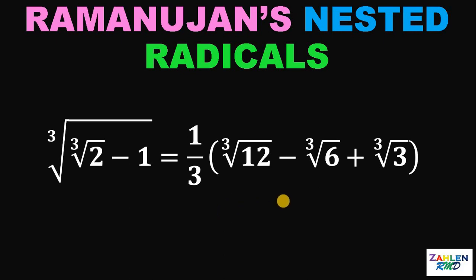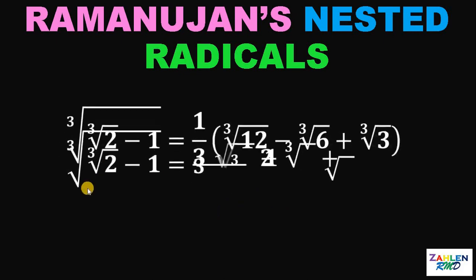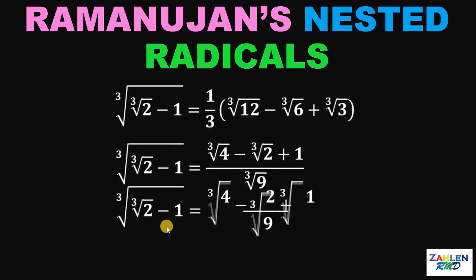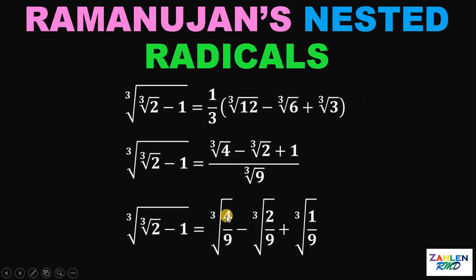Now, using this result, we can manipulate this and get that cube root of 2 minus 1 is also equivalent to cube root of 4 minus cube root of 2 plus 1 all over cube root of 9. And again, if we manipulate this, if we divide all terms by cube root of 9, we get that cube root of 2 minus 1 is also equivalent to cube root of 4 over 9 minus cube root of 2 over 9 plus cube root of 1 over 9. Therefore, we get 3 equivalents of cube root of 2 minus 1.